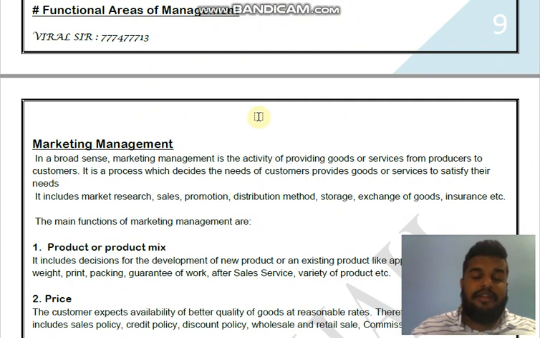Next is functional area of management. There are four types of functional areas of management: marketing management, production management, human resource management, and financial management. Those four types of functional management we will be discussing in detail in the next part.